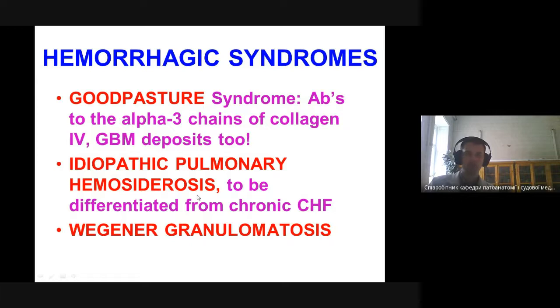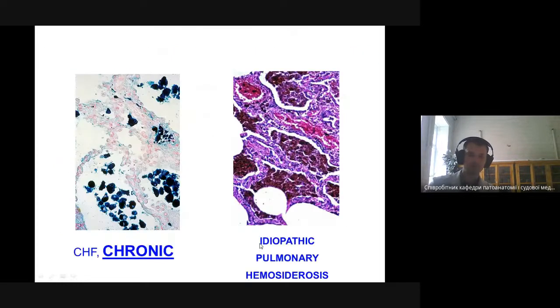Idiopathic pulmonary hemosiderosis, to be differentiated from chronic congestive heart failure. Wegener granulomatosis. So chronic congestive heart failure with Prussian blue reaction for hemosiderin, stressing hemosiderin. Idiopathic pulmonary hemosiderosis. So you see that the alveoli are full of siderin, hemosiderin.